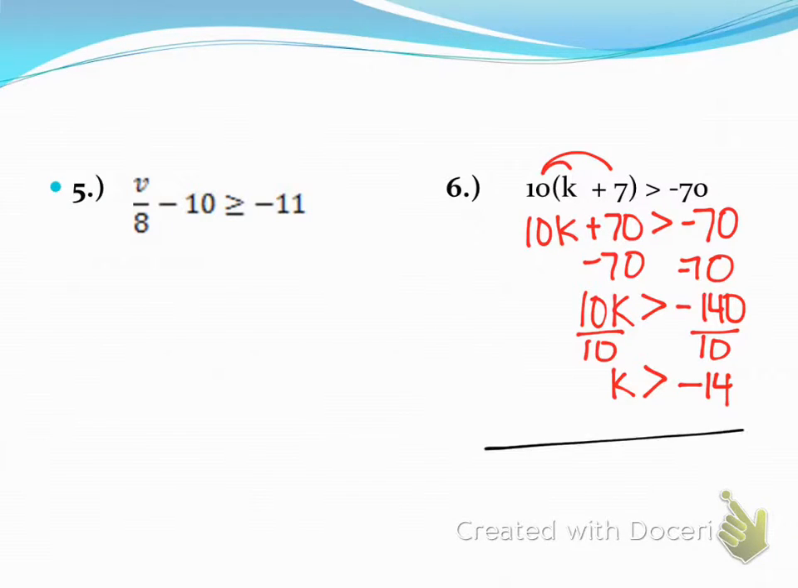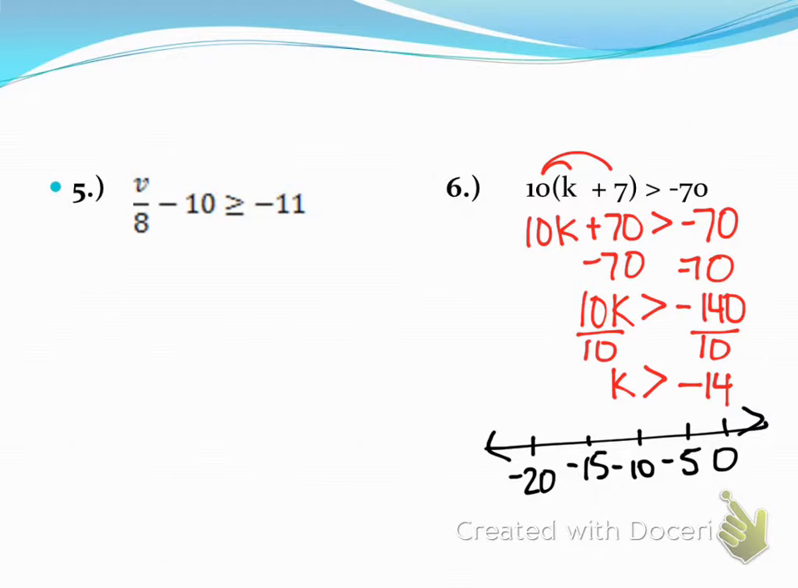Alright, let's make a number line. I need some negative numbers. Let's see, I'm going to count by 5s. If you want to count by something else, that's totally fine. If I count by 5s, can anyone tell me where I should put my point? Ryan? Just before the negative 15.